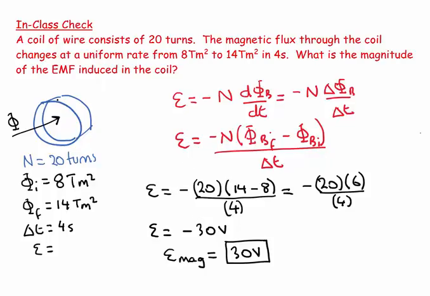So we had a coil. We had a change of flux in time going through it. That changing flux in time going through the coil induces an EMF. We use basically Faraday's law to get the value of the EMF, and then we wrote it as a magnitude. So there we have it.